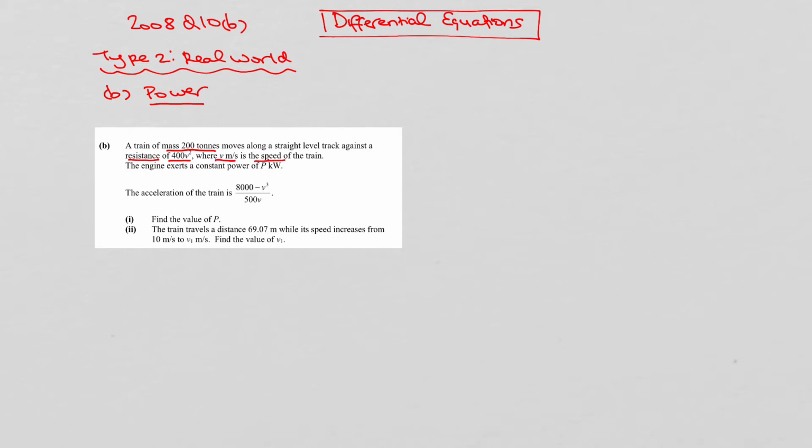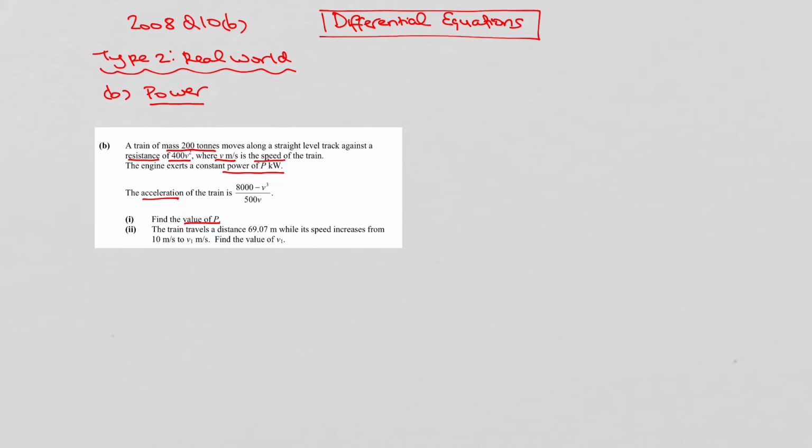We're told the engine exerts a power of P in kilowatts, and we're told the acceleration of the train is (8,000 minus v cubed) over 500 v. And the first thing it wants us to do here is to find the value of P. So let's write down everything we know first of all.